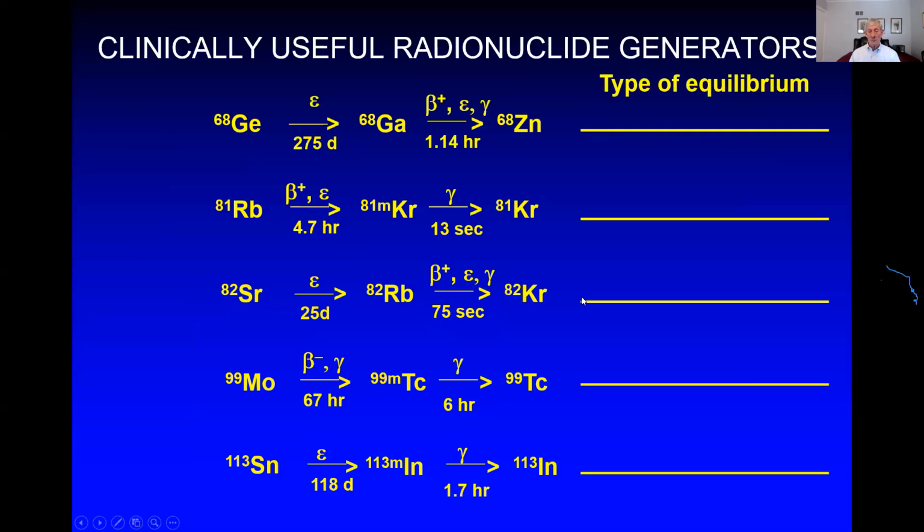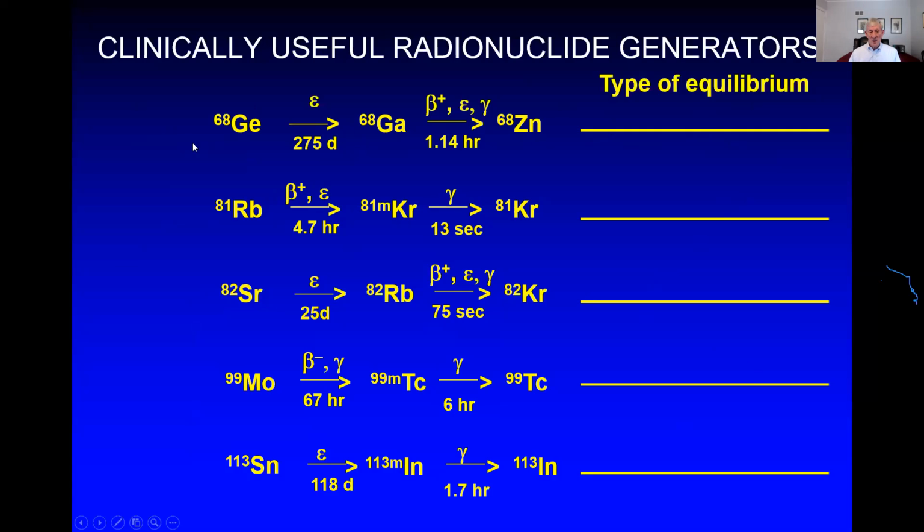Now, these are 5 generators. 4 of them are still available. Generator number 2 is not. I'm going to briefly describe each of these, and then I would like you to tell me, is it in either secular or transient equilibrium?